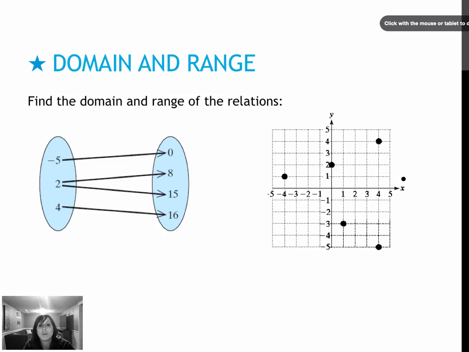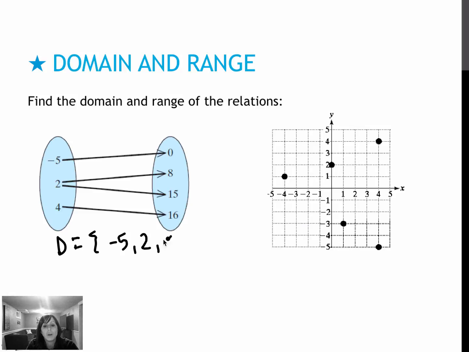Here's a couple for you to try, so press play once you're done to see how you did. The domain of the mapping would be -5, 2, and 4. The range of the mapping would be 0, 8, 15, and 16.